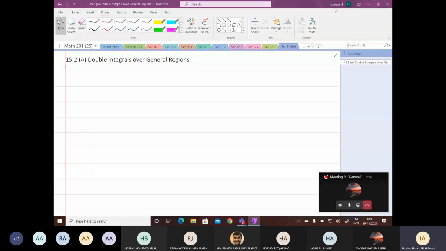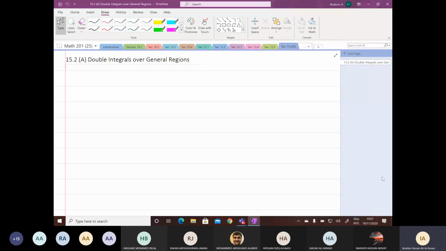Okay, so I will continue with a new section, 15.2, but in fact it is a continuation of section 15.1. It's about double integrals. Just to make things clear, I will recall what we did so far. Basically we did two main points.